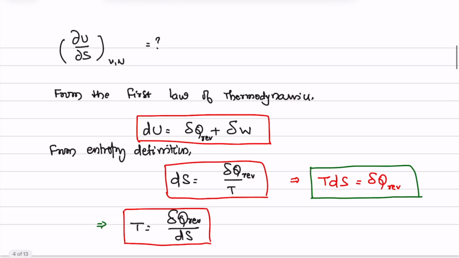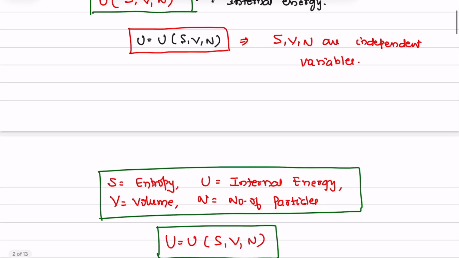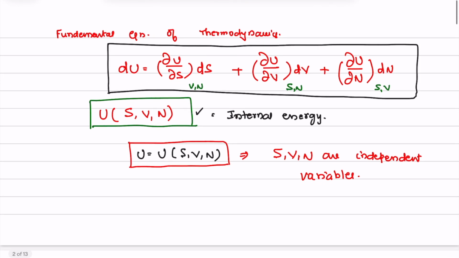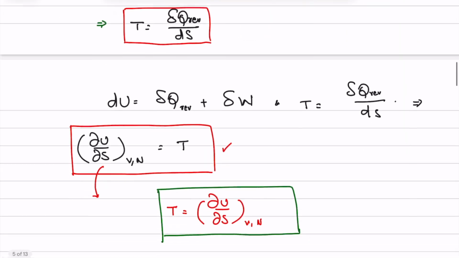Now, let's go to the second term. What is that second term? ∂U/∂V into dV. What is the second term? ∂U/∂V into dV is equal to what? What are the other elements constant? Yes, entropy is constant and number of particles is constant. Volume is changing.